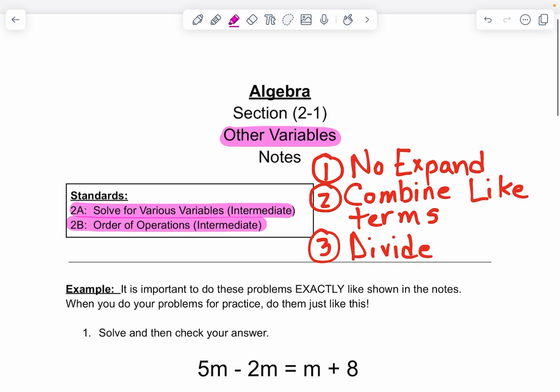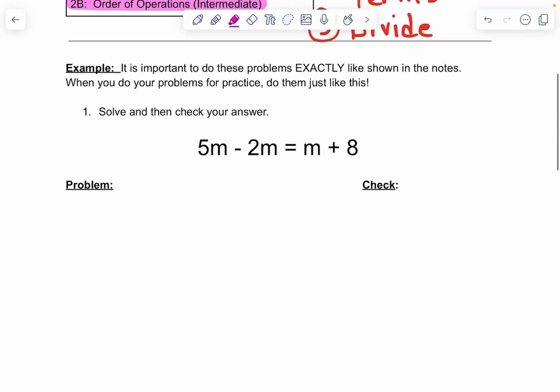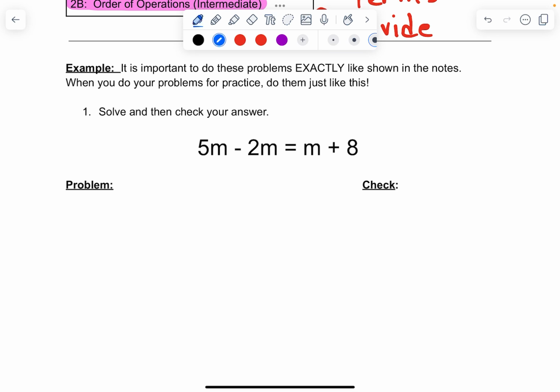So let's go ahead and start with the first problem. Again, it's important to do the problems exactly like I show you in the notes. When you do your problems for practice or your homework, do them just like this. Notice the directions, solve, and then check your answer. So let's go ahead and write this original equation: 5m minus 2m equals m plus 8.